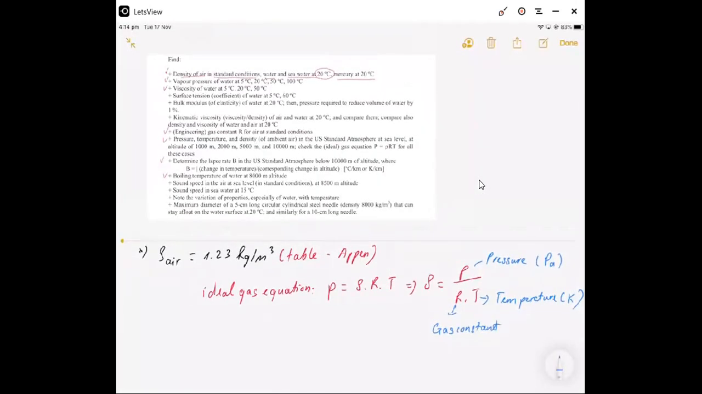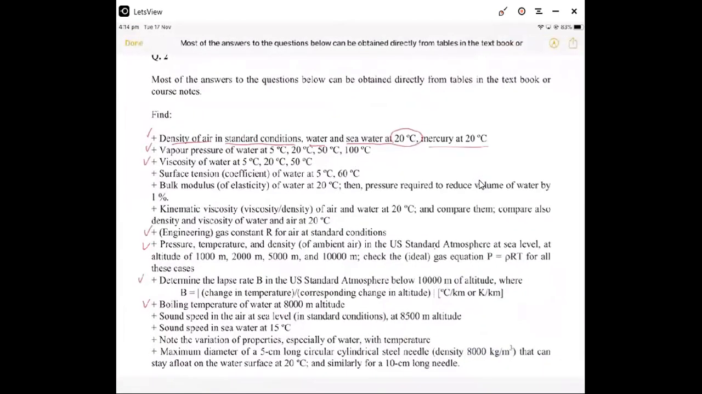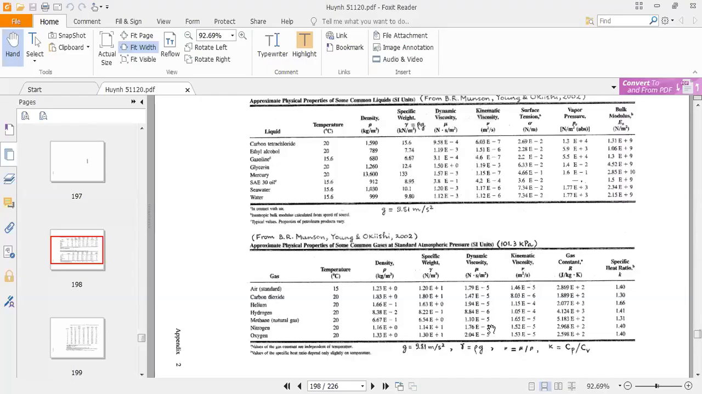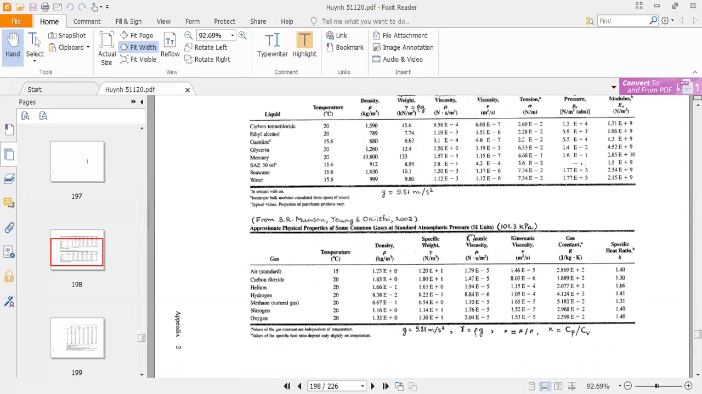Question 1, the second part: find the density of water, seawater at 20 Celsius, and mercury at 20 Celsius. Air is a gas, but water, seawater, and mercury are liquids, and they are incompressible substances. Incompressible substance means the density is almost constant. The density of a liquid is almost constant. You can double check in the table in the appendix of the course note.